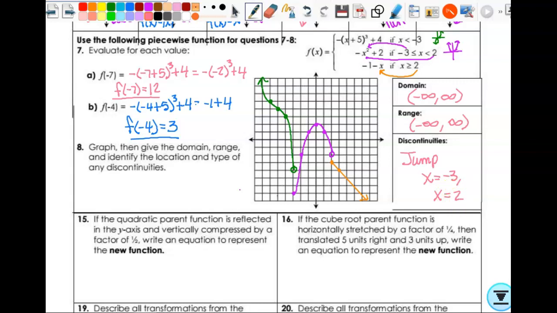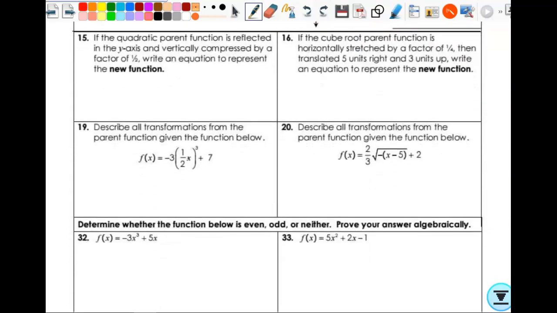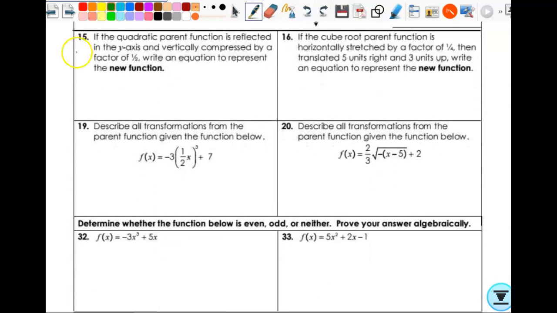All right. So now it says, if the quadratic parent function, okay, so my quadratic parent function is f of x is equal to x squared, okay, is reflected in the y-axis, so that means the negative has to affect x, and vertically compressed by a factor of 1/2. Write an equation to represent the new function. Okay, so we got quadratic parent function, that's that. Reflected in y-axis, vertically compressed by a factor of 1/2.